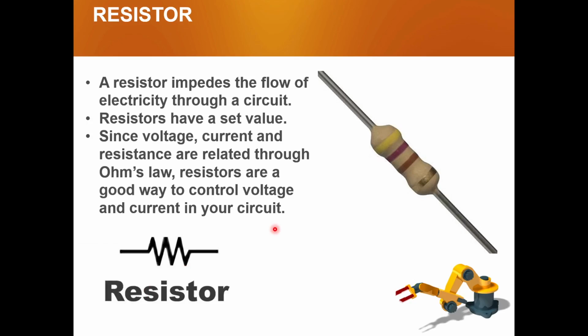R is resistance. So R is related with current. If we increase the resistance, the current will decrease. Inversely proportional. Okay. And this is the symbol for any resistor, just like a speed breaker.